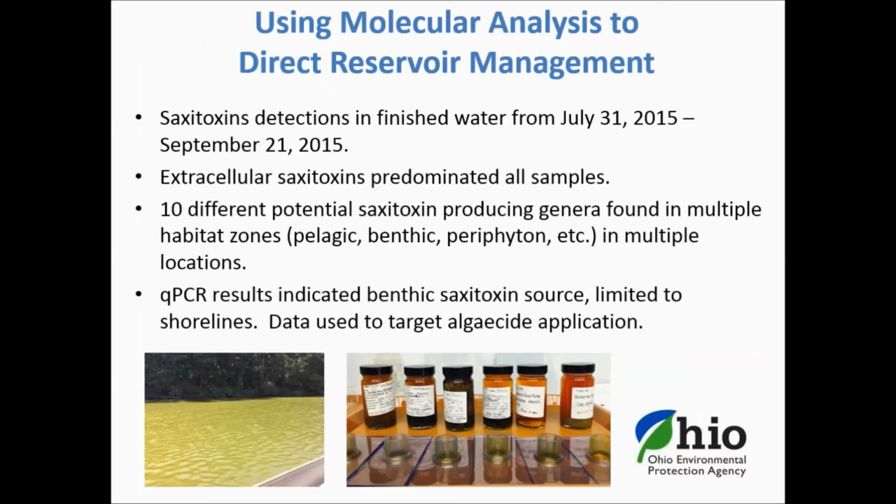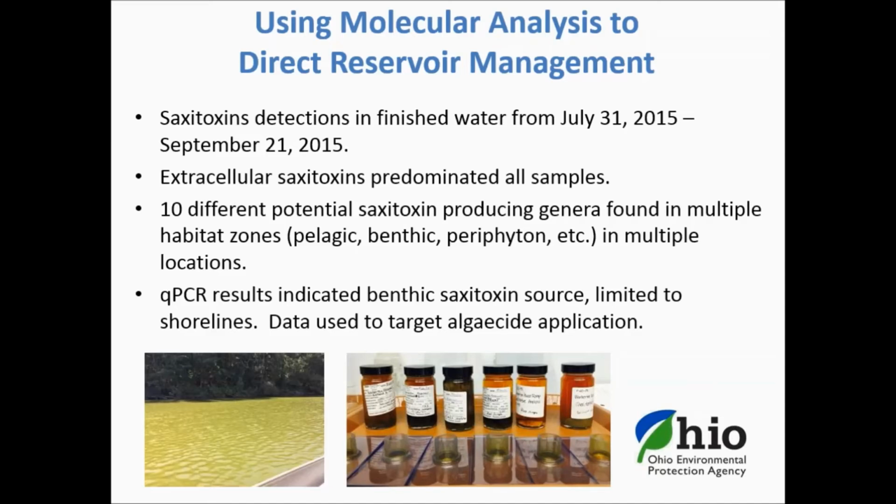In addition to being a useful screening tool, molecular assays can be used to help direct reservoir management. In this example, we had a public water system with raw and finished water saxitoxin detections, but luckily the finished water detections remained below our existing threshold. Since all the saxitoxins we detected were extracellular, or outside the cell wall, as Nick explained, we were hoping to find sources of saxitoxin and help target algicide application.